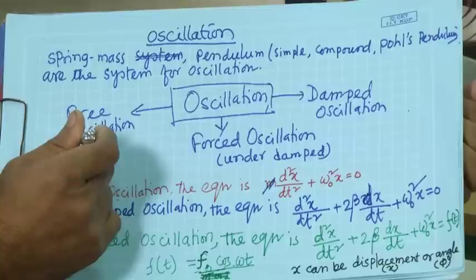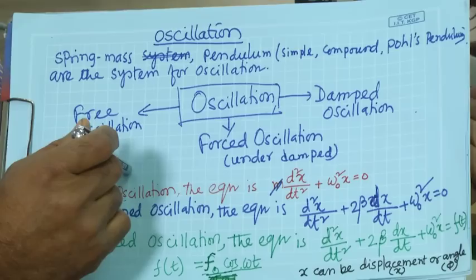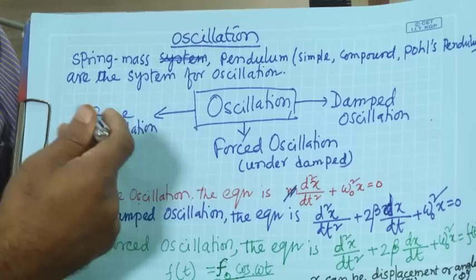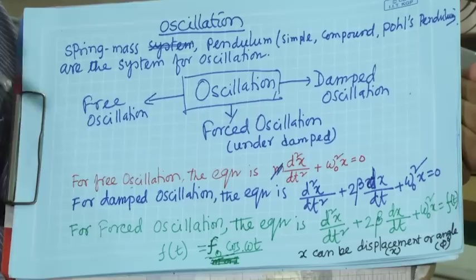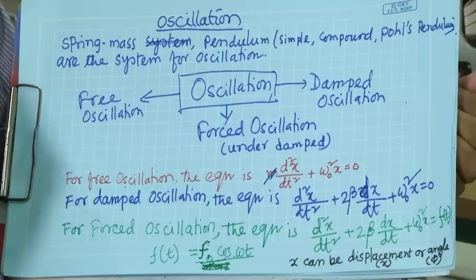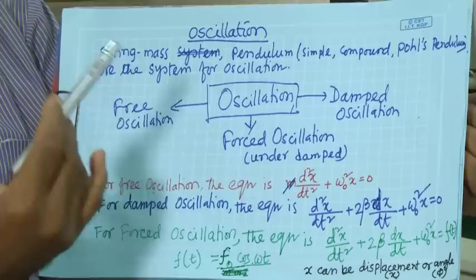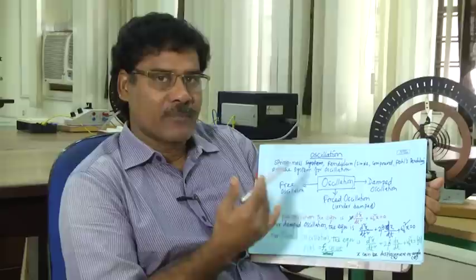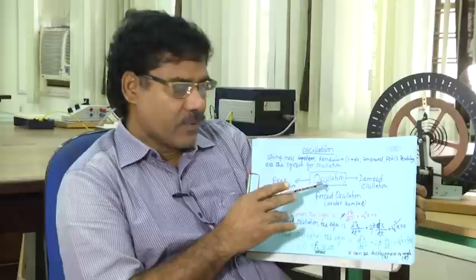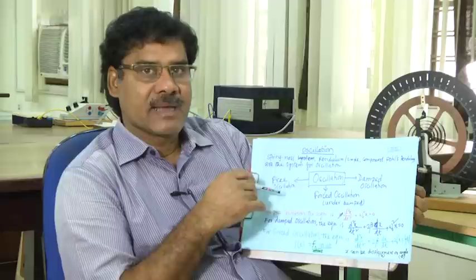Just without any damping, without any external force. If a spring mass system or pendulum oscillates, then we call it a free oscillation. And if it oscillates under damping, then we call this a damped oscillation. Damped oscillation without external force, and with external force, we call this forced oscillation. Okay. So, today I will demonstrate these three types of oscillation in a single instrument.